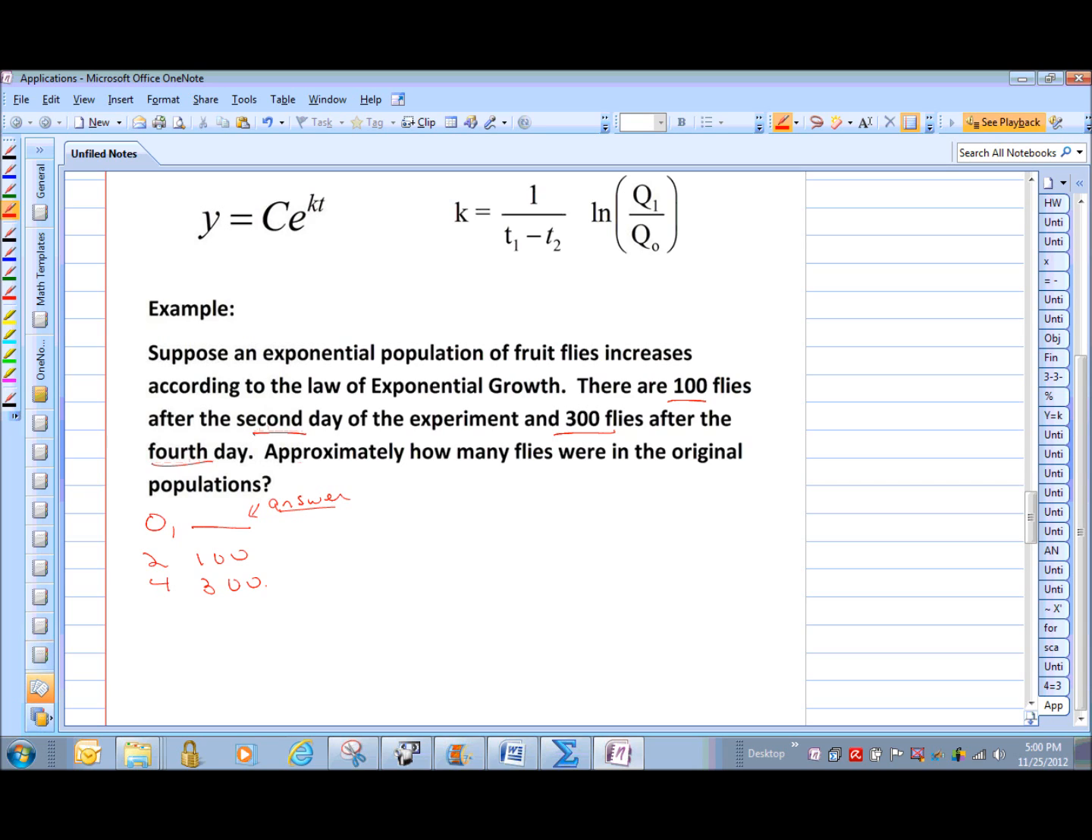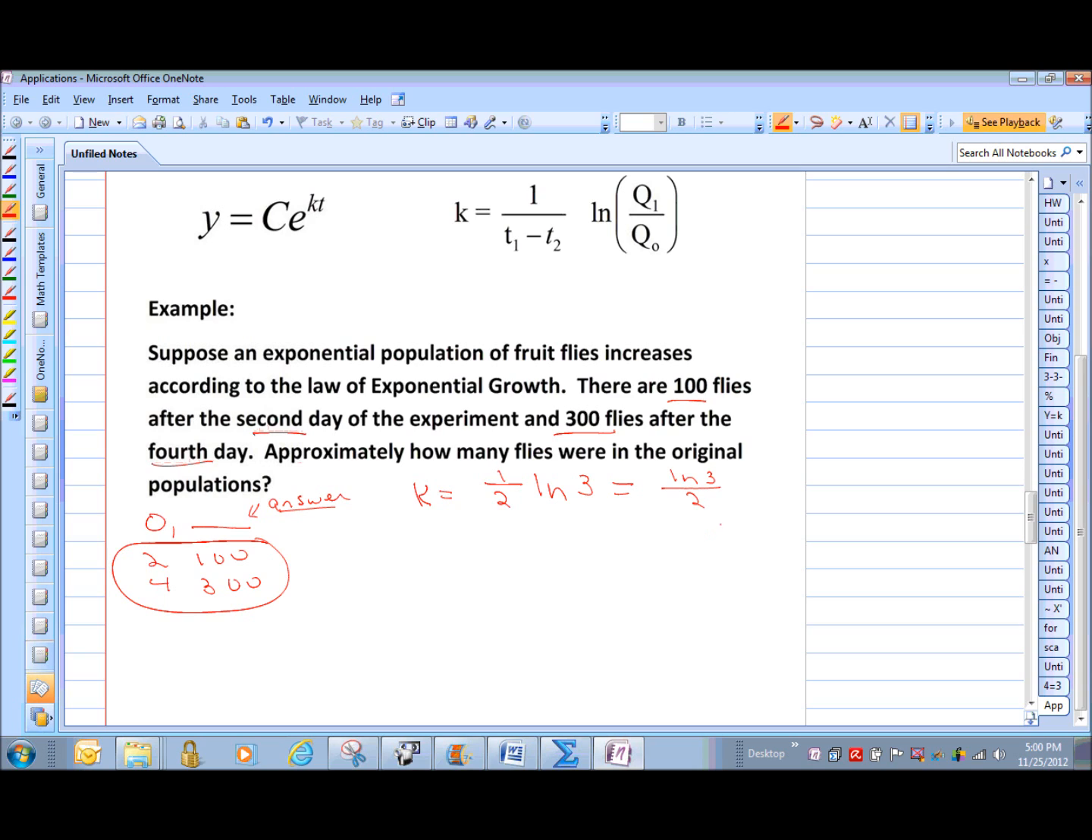So if we're following the law of exponential growth, we need to find our proportionality constant. And so to do that, we're going to find K. So let's go and find our value of K. K would equal 1 over the change in time. So 1 over 4 minus 2 would be 2, so 1/2 ln of the second quantity over the first, which would be 300 over 100, and 300 over 100 would just give us 3. So our constant K then would be ln 3 over 2, or 1/2 ln 3.